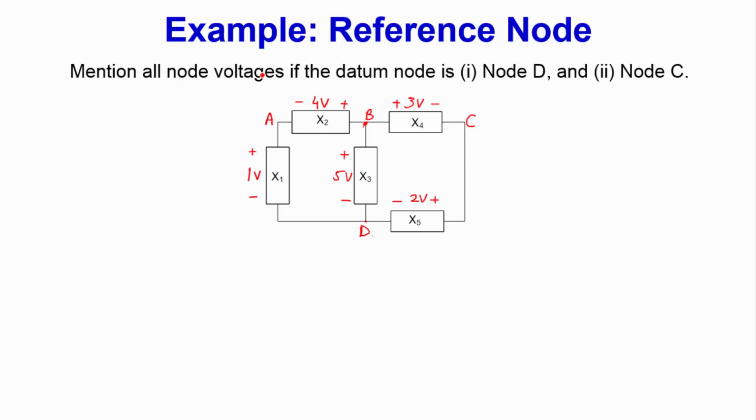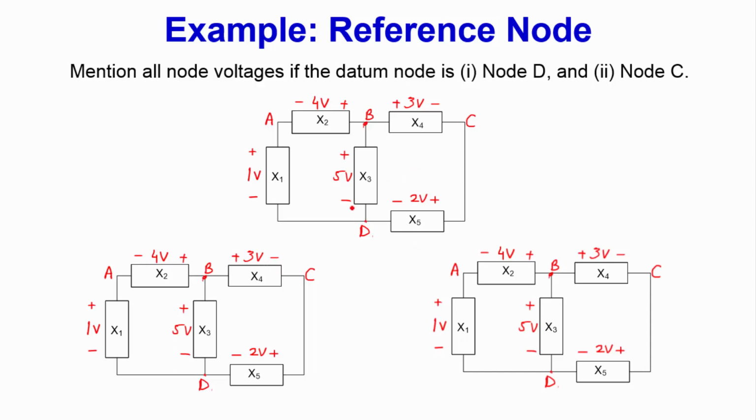So we are asked to find node voltages at the 3 nodes while choosing the 4th node as the datum node. To solve this question, here I have created 2 copies of the same exact circuit. In the first case, we are going to take node D as the datum node, and here we are going to take node C as the datum node, and then we will find all the node voltages. All this writing in red is what came with the question, and now I'm going to write the solution with the blue marker.